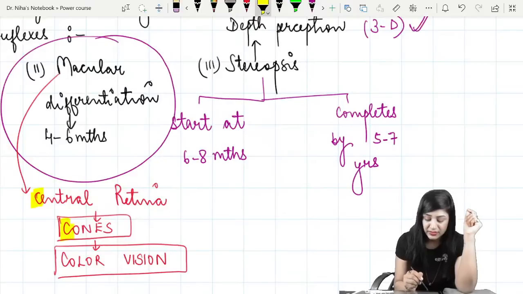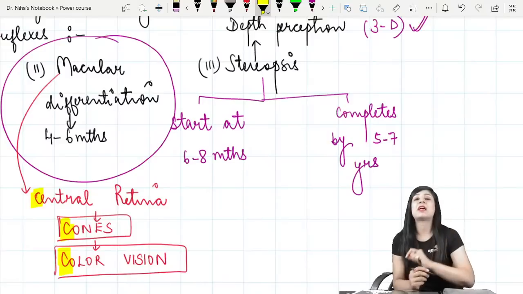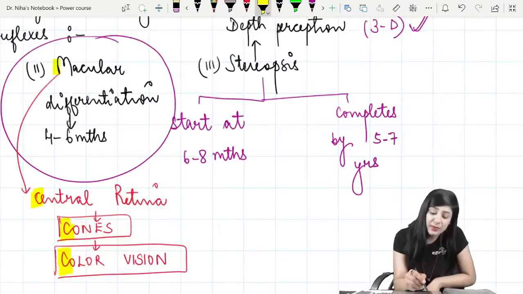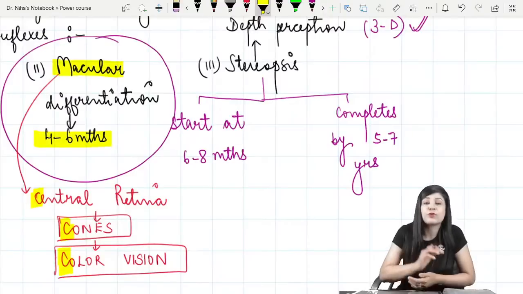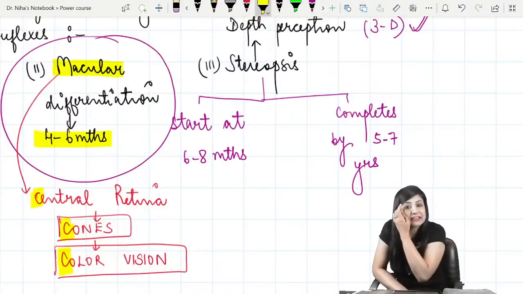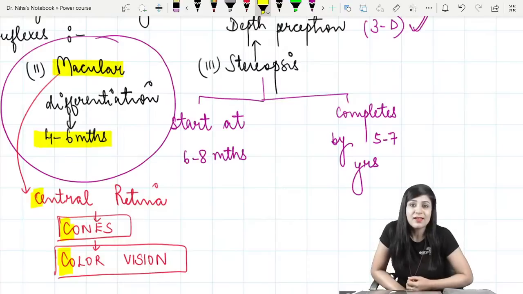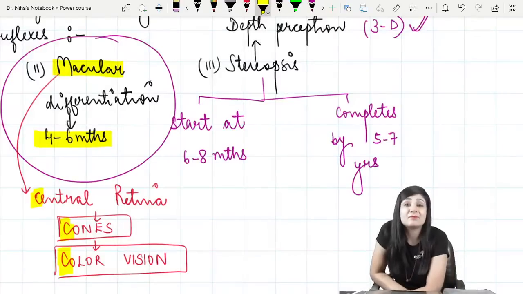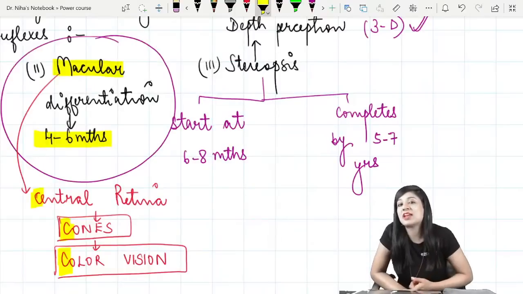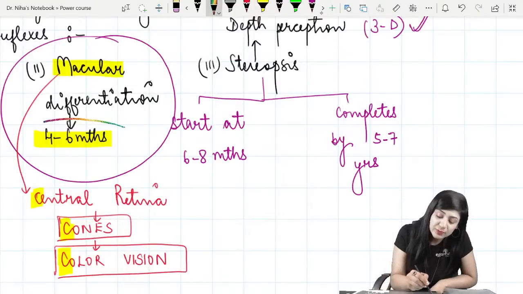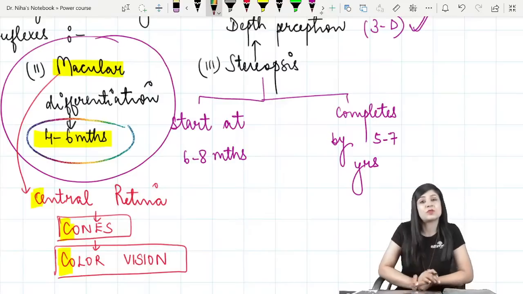C for central retina, C for cones, and C for color vision. Okay. Now see, this macular differentiation comes at 4 to 6 months. Now this is a very interesting fact. We always take so many colorful gifts for our babies, but actually babies are color blind and they are not able to differentiate the different colors. It is only at 4 to 6 months that their color differentiation will come.